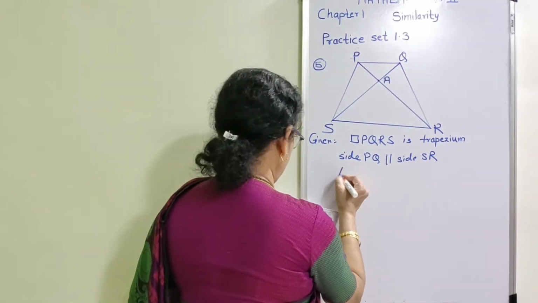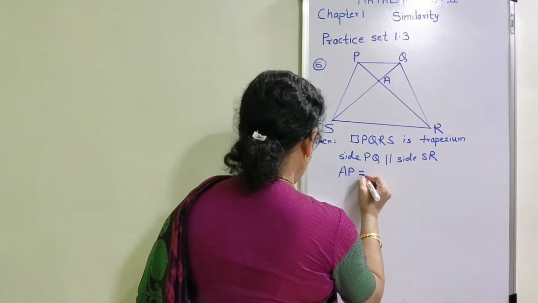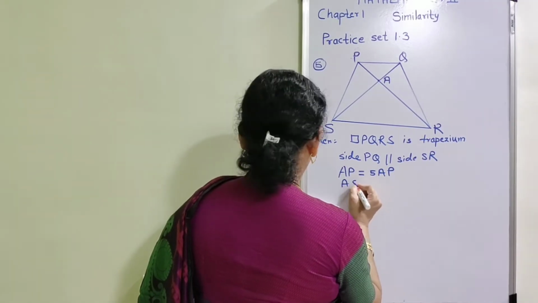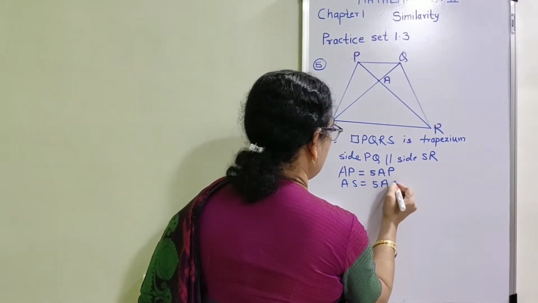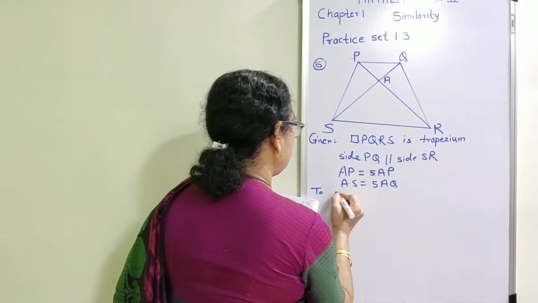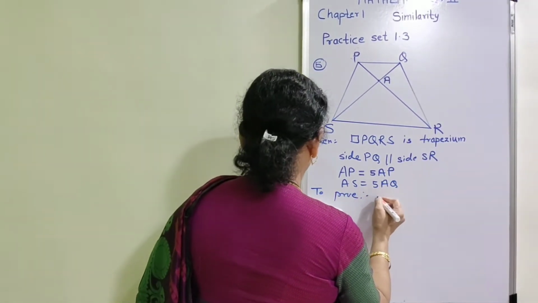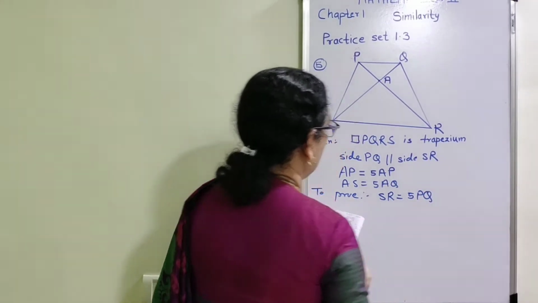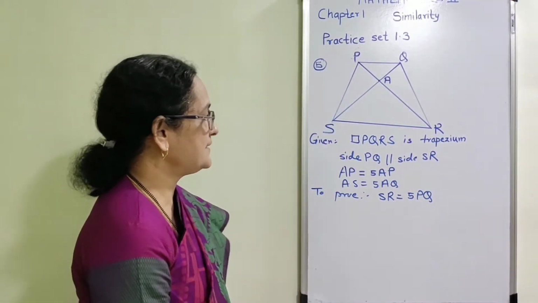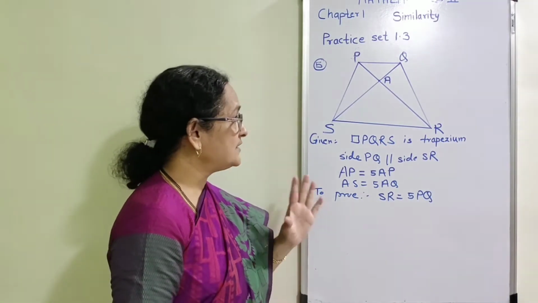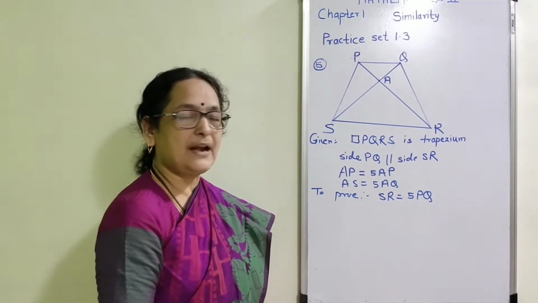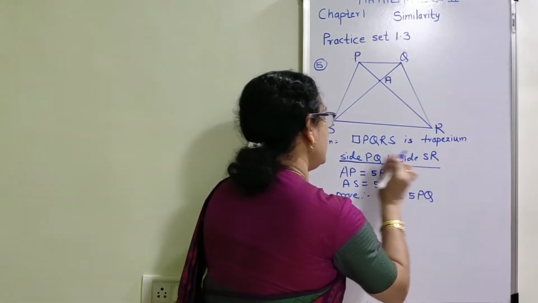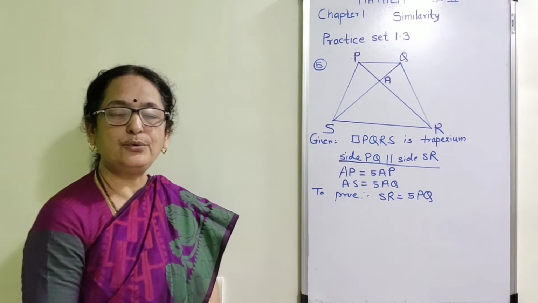Now also they have given the relationship between the sides. AR is equal to 5AP. Also AS is equal to 5AQ. You are going to prove that SR is equal to 5PQ. Now first of all I am going to discuss the given example orally. Please observe the figure that when a trapezium is given, first thing you are having a pair of sides parallel to each other.